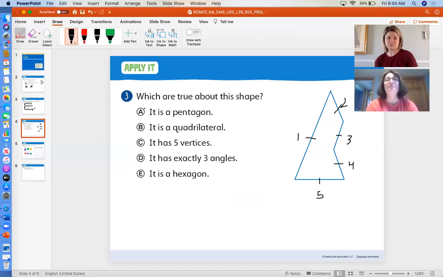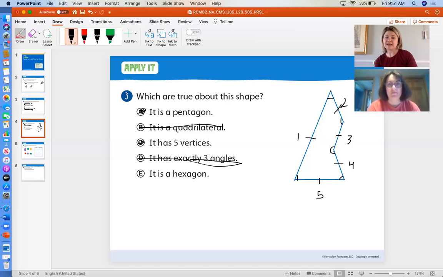It is a pentagon. Well, we just said that. It is a pentagon, so that is true. It is a quadrilateral. Well, can it be a pentagon and a quadrilateral? No, and a quadrilateral has 4 sides, not 5. So cross it out. It has 5 vertices. Well, you could check your work. 1, 2, 3, 4, 5. That is true. It does have 5 vertices. Yep. It has exactly 3 angles. No, we know it's going to be 5, 5, and 5, right? So it's not right. There would be 3, but we have 2 more, so it's got 5.